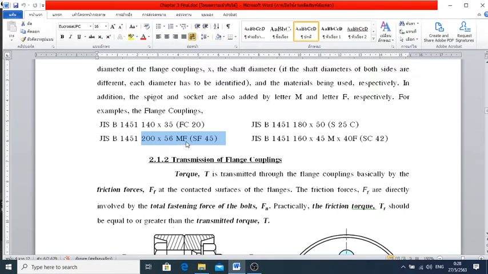We have male and female, or the spigot and socket, to allow convenience for the assembly and disassembly of the flange couplings anyway. And then this one is going to be 160 times 45. It's going to be 160, and the diameter of the shaft is 45. It has a male on one side and a female on the other side, spigot and socket. And both of them are made of the material SC42, respectively.